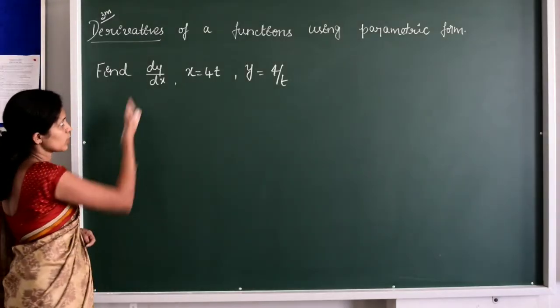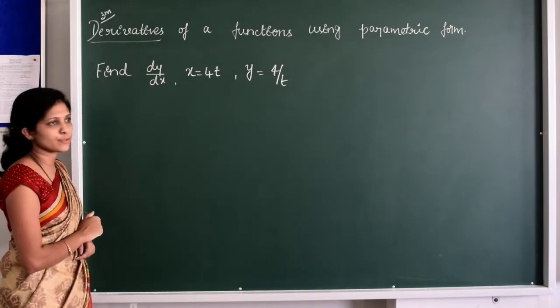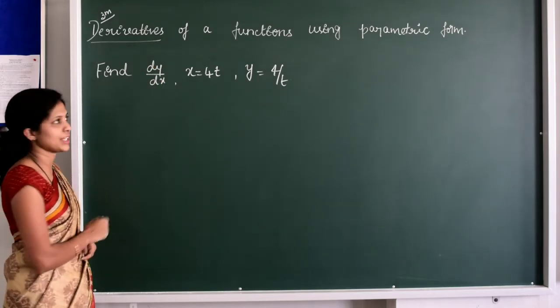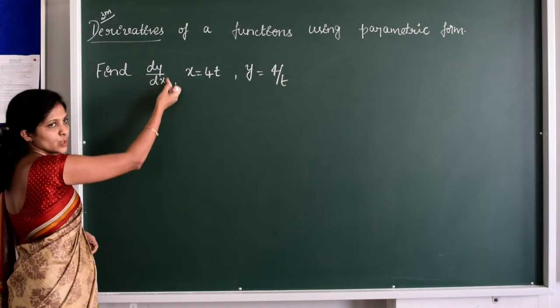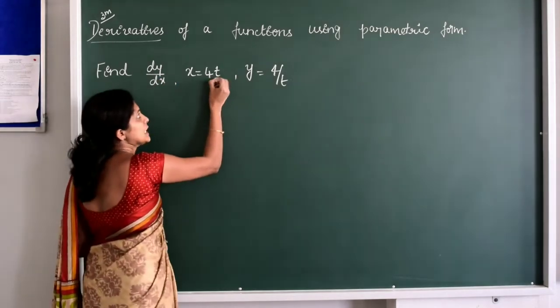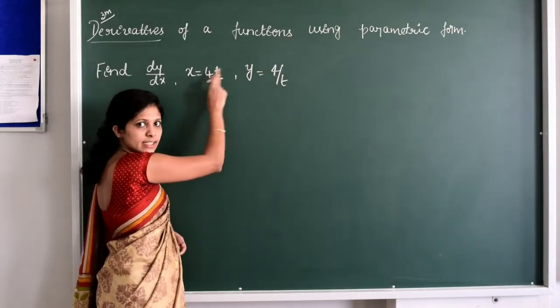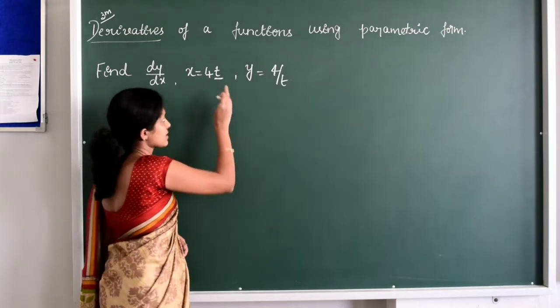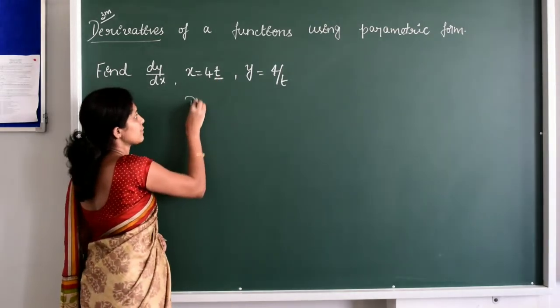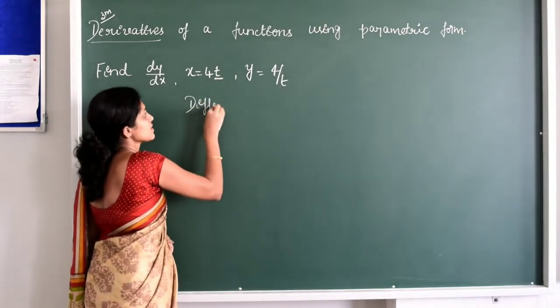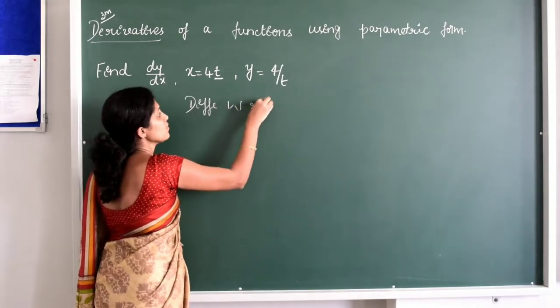The next one, similar problems. Actually you can solve these problems. dy by dx, where x is equal to 4t and y is equal to 4 by t. Here variables are y and x. We are representing this one with respect to t. So you need to differentiate x and y with respect to t. Is it clear? The variable t is given. So we will differentiate this with respect to t.